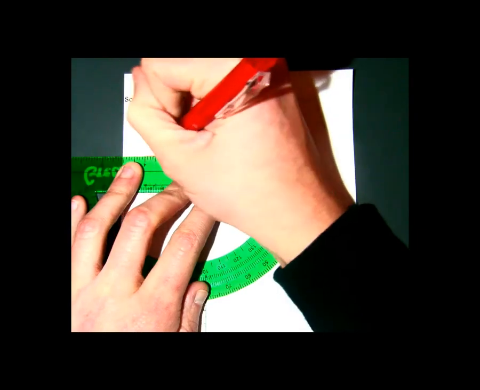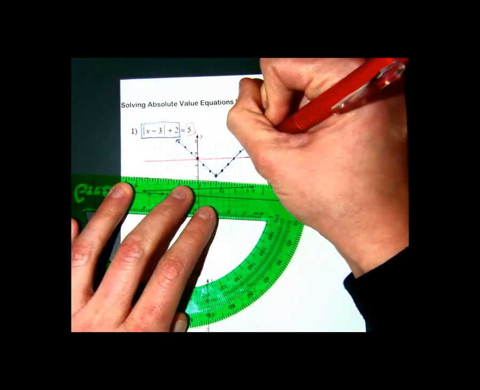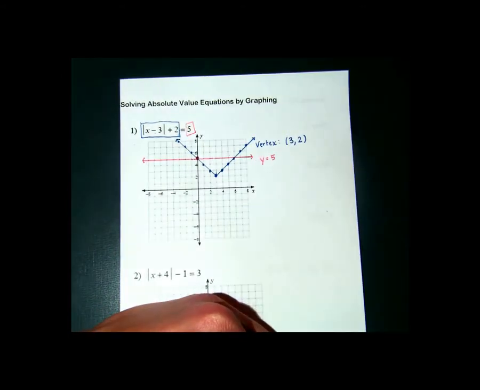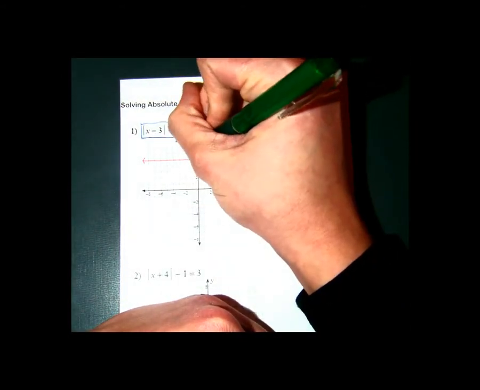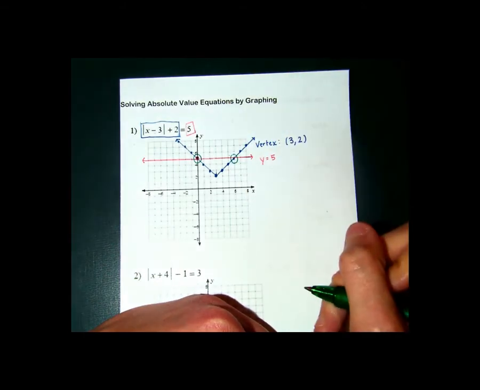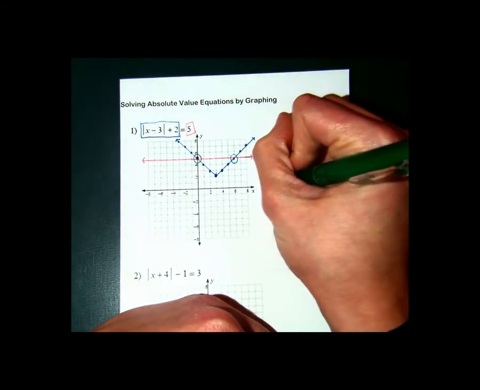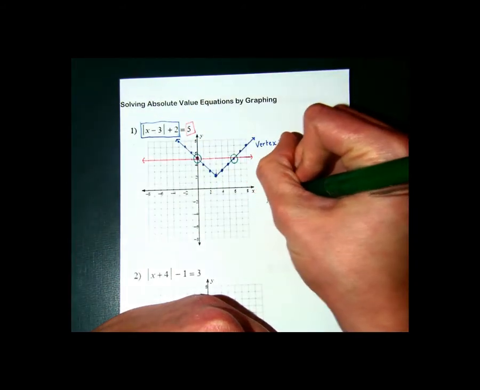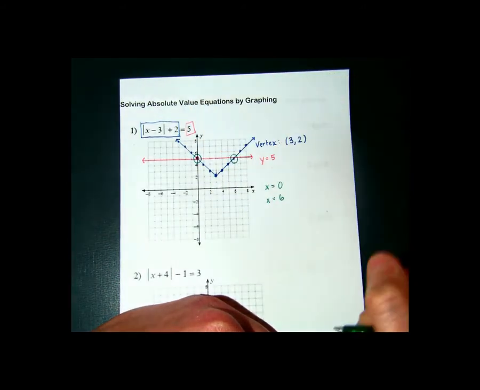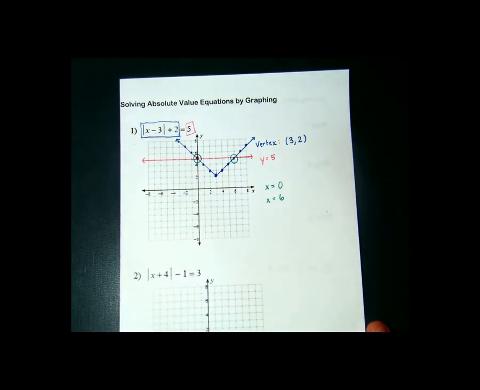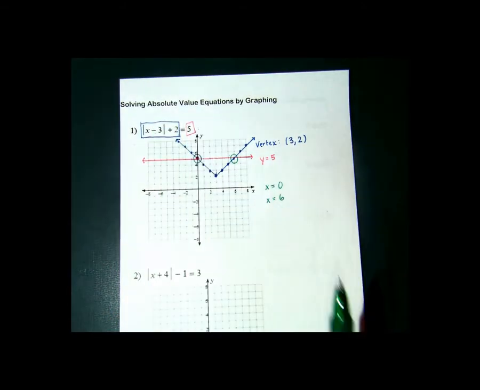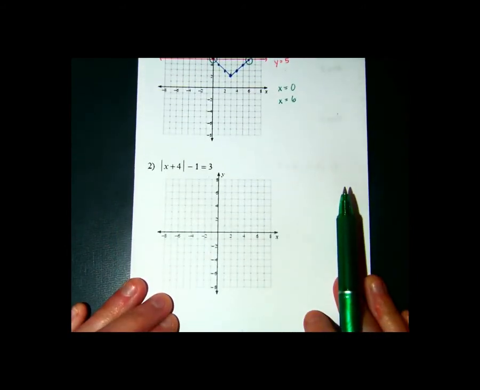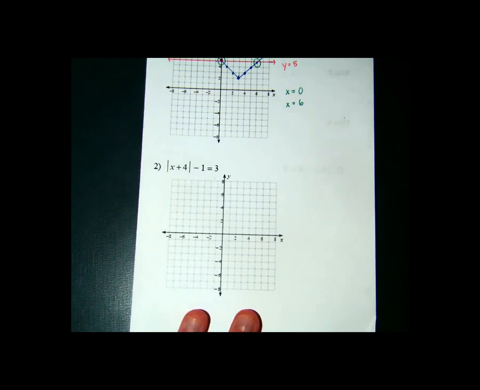We have completed systems of equations already, so you know that when you have 2 lines drawn, my answers are wherever the 2 cross. So my answers are x equals 0 and x equals 6. So we have 2 answers to this equation. We are going to do the same on number 2. You need to take a minute and work on it yourself, so pause the video if you're working on this.